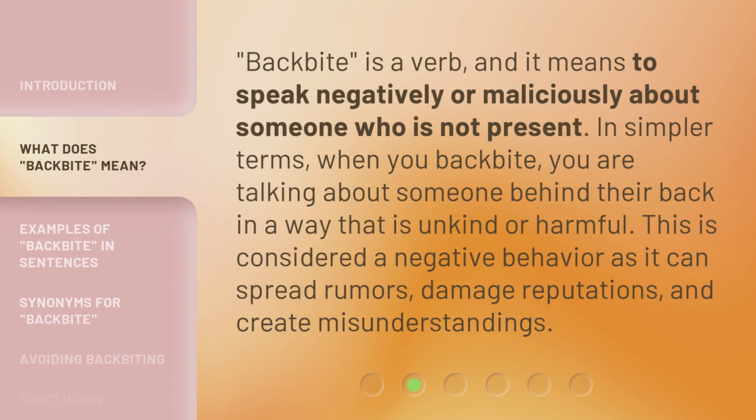Backbite is a verb, and it means to speak negatively or maliciously about someone who is not present. In simpler terms, when you backbite, you are talking about someone behind their back in a way that is unkind or harmful. This is considered a negative behavior as it can spread rumors, damage reputations, and create misunderstandings.